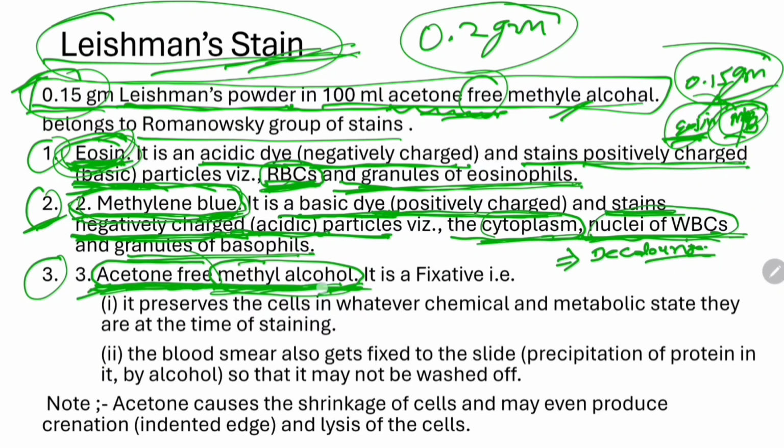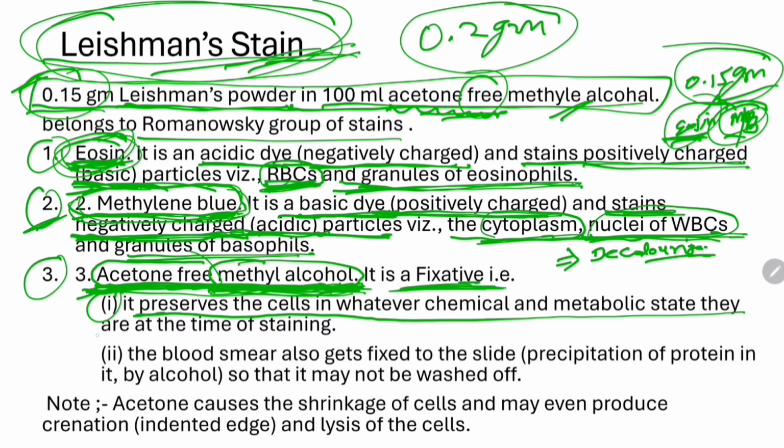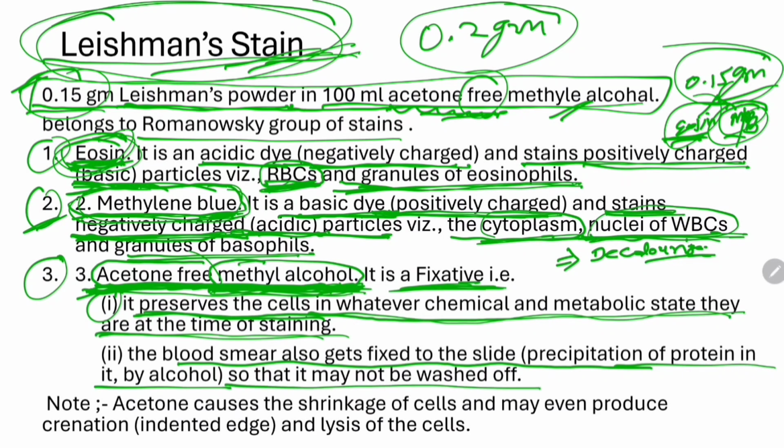Then why methyl alcohol? Methyl alcohol is going to act as a fixative. We have prepared the blood film on the glass slide, and that blood film will be fixed by the methyl alcohol. What are the functions of acetone free methyl alcohol? It acts as a fixative, as well as preserves the cell in whatever chemical metabolic state it is at the time of staining. Then the blood smear also gets fixed to the slide by the precipitation of protein by alcohol, so that it may not be washed off.